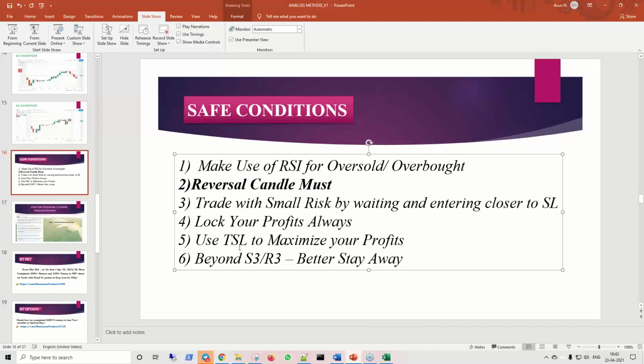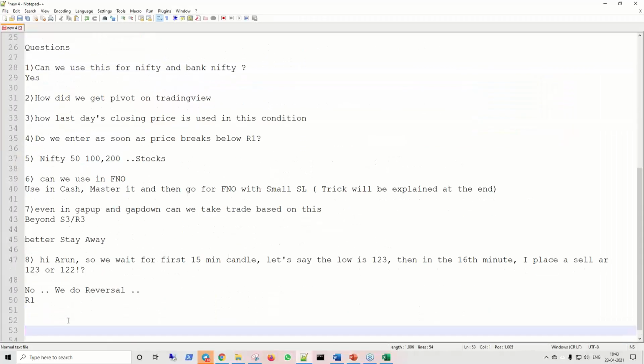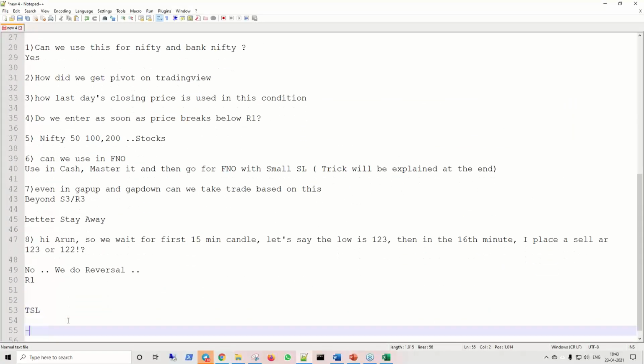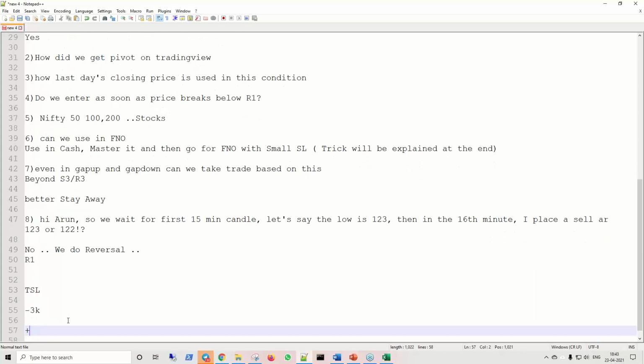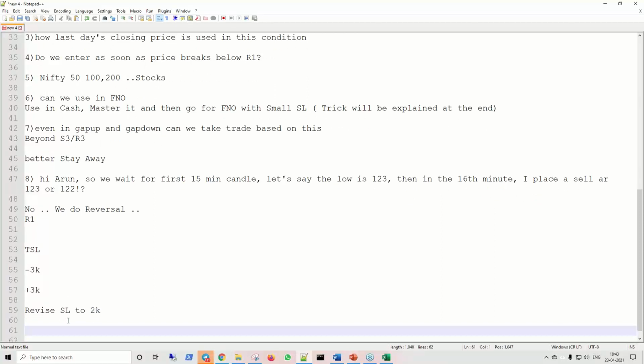And lock your profits by using trailing stop loss. How to make use of trailing stop loss in very simple terms: if you're trading with minus 3K, when the trade is at plus 3K, you revise SL to plus 2K. So this is called trailing stop loss. Do apply this whenever you are trying a chance to enter at S2 or R2.